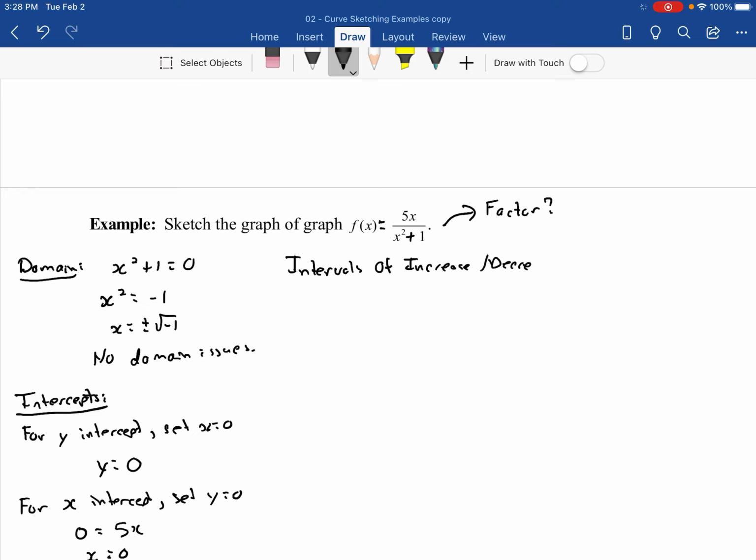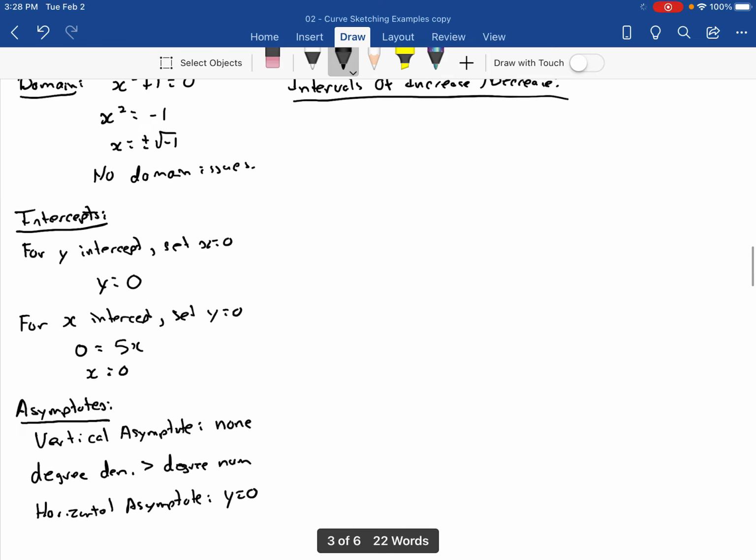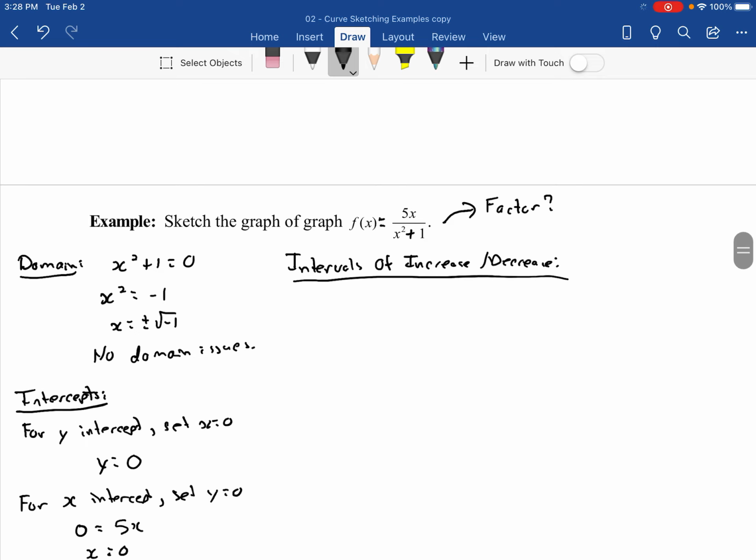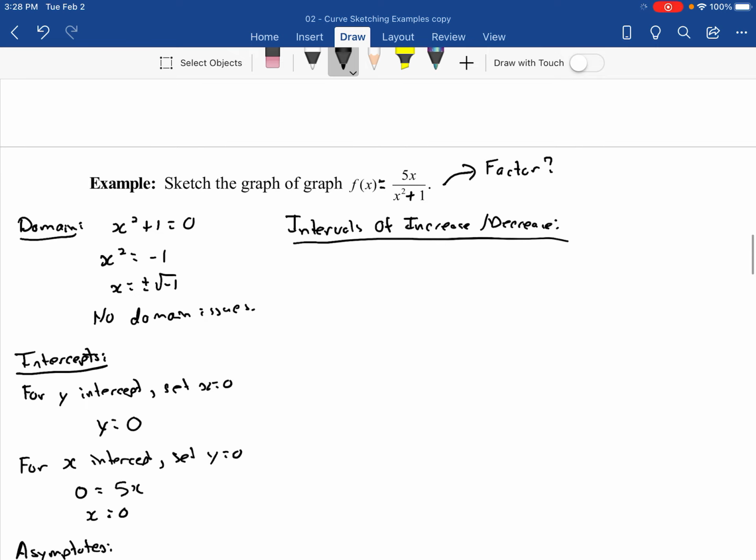I want to note that this is the first of the calculus moves. All that stuff over here, domain, intercepts, and asymptotes, that was all stuff straight from advanced functions. So now we're going to need the derivative.